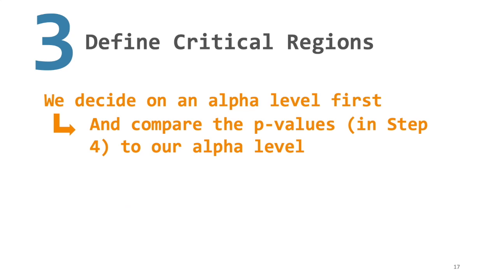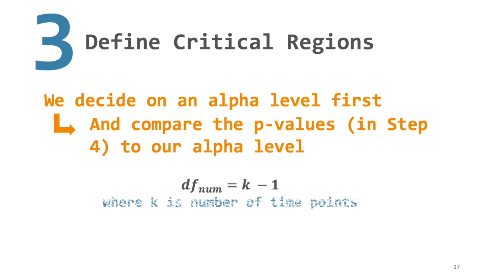Here we decide on the alpha first, and then we're going to compare the p-values in step 4 to our alpha level. And again, with ANOVA, we have 2 different degrees of freedom. The first one is k minus 1, where k is the number of time points. So if we have 3 time points, then our df numerator is going to be 2. And then our df denominator is n minus k, where n is our total sample size.